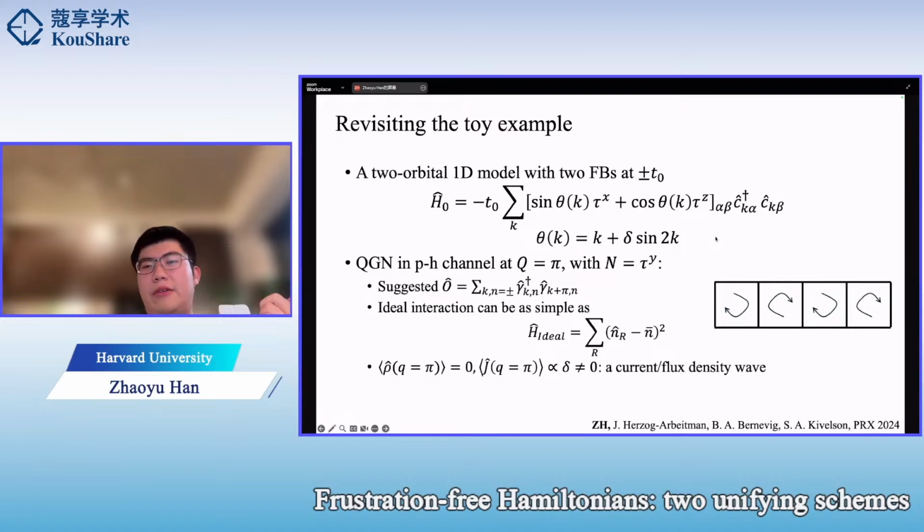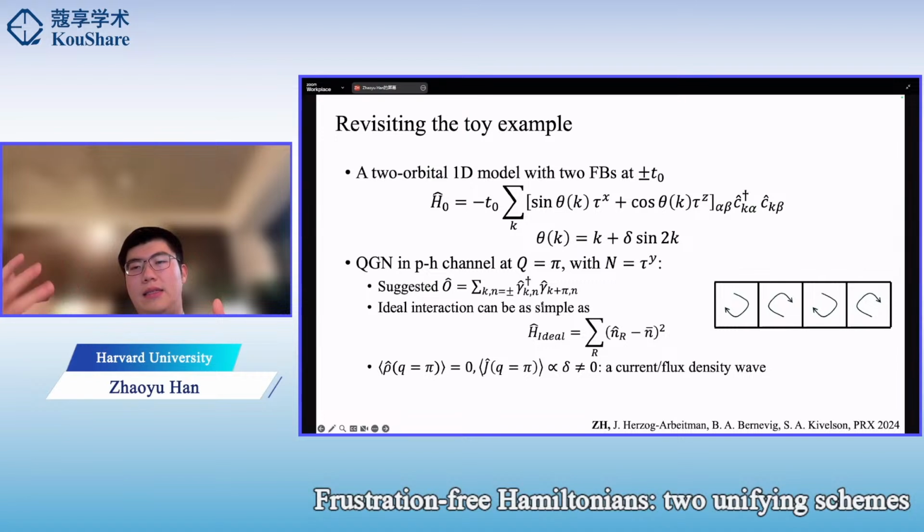A more interesting scenario is probably when quantum geometric nesting is coincidentally satisfied instead of just being ensured by symmetry. Actually, the toy example I just provided is such a case, although it's an engineered model, right? Now, let's see what the general construction can lead us to. It turns out that the general interaction in this case can be as simple as a density repulsion within each unit cell, which will give us an ordered ground state with this simple order parameter.